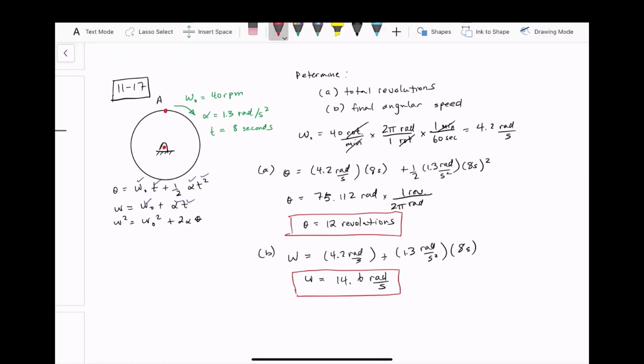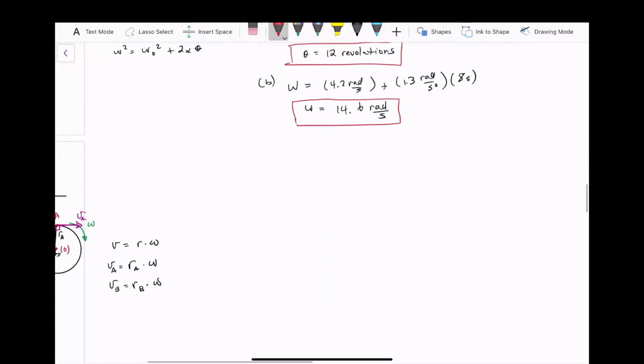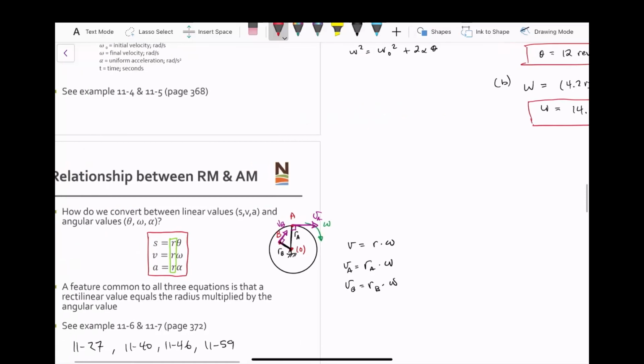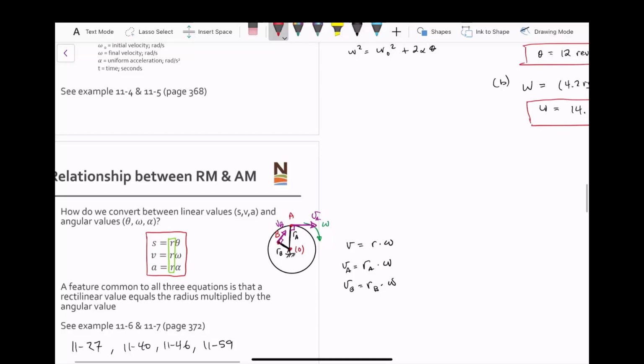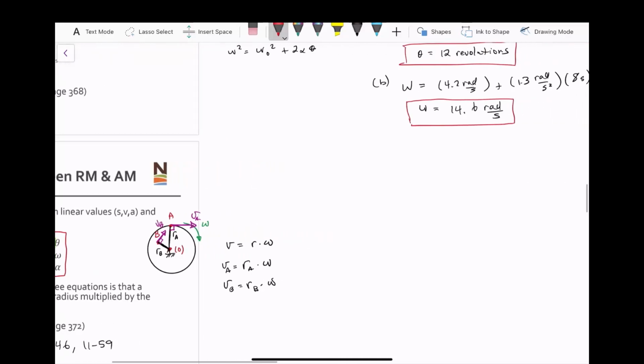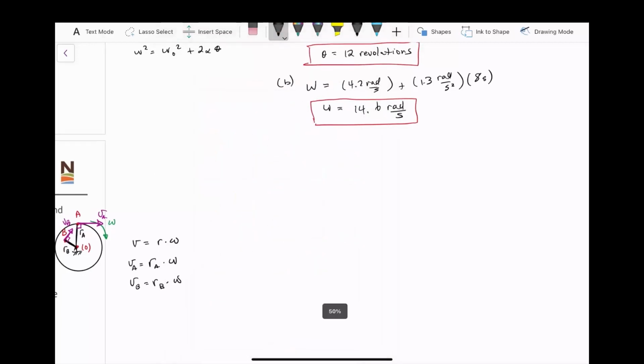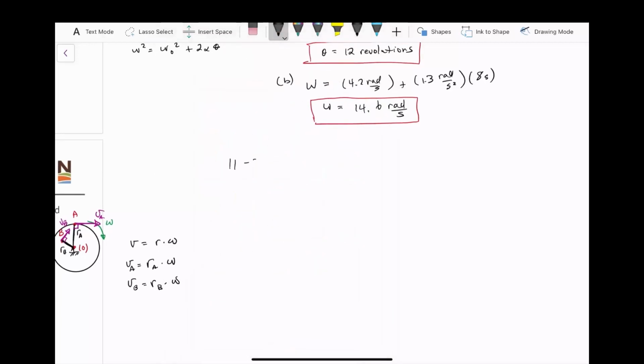So the next slide we had looked at was the relationships between angular motion and rectilinear motion, and that would be using these three equations here. So let's take a look at a problem that would end up having to use these equations. A good one to start with, as I suggested earlier, would be 1127. So let's look at 1127 in your textbook, and that can be found on page 380.